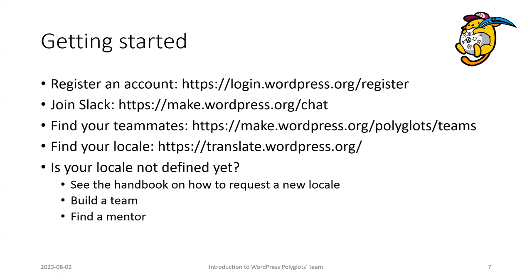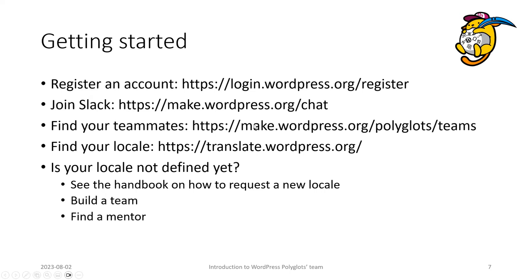And to communicate with the team, you would also need to join Slack, and the global Slack team for WordPress contributors, you can join by going to this make.wordpress.org/chat. So notice that this is not on the main WordPress domain, but on the make one, where we have all the contributions happening.